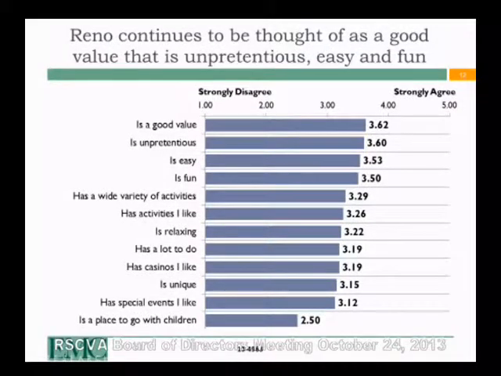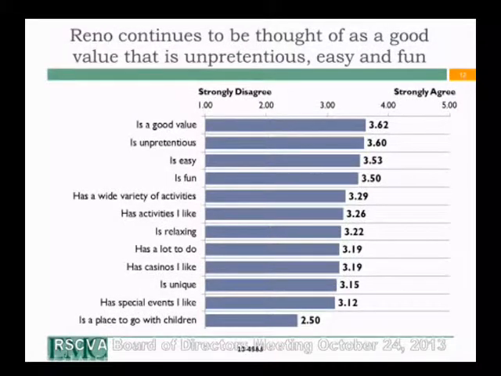So these are the specific brand attributes, and we ask these on a scale. We say, do you agree or disagree that the following describe Reno? And we're showing these on an average scale. The top has always been, and continues to be, is a good value, which gets an average score of 3.62, then is unpretentious, is easy, and is fun. Those have been consistently your top 4 brand ratings. That's how the Bay Area thinks of Reno, and those are good.